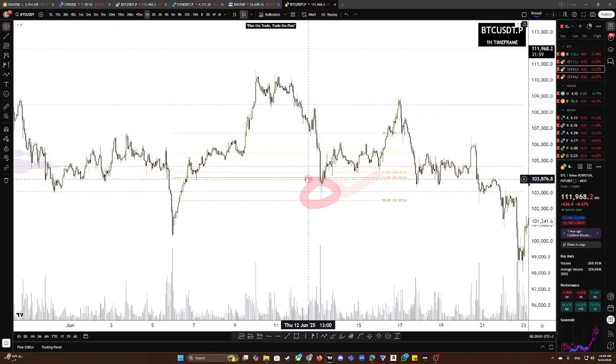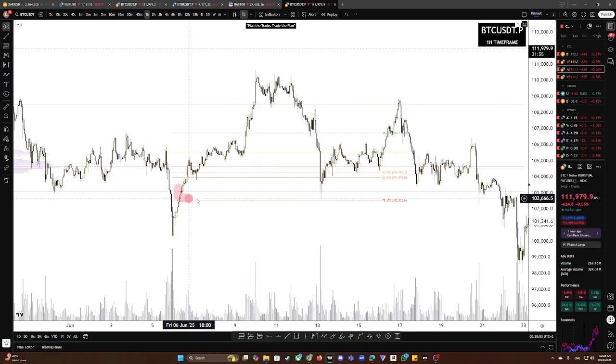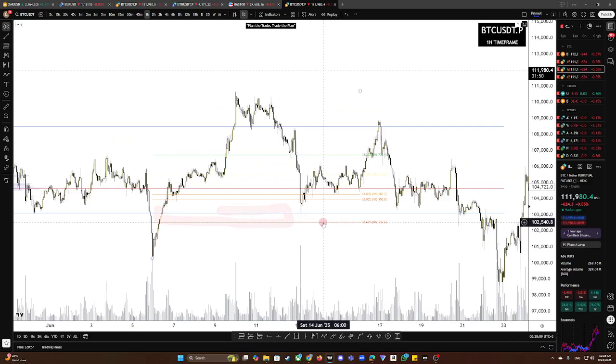There was probably a break of structure here, and we will cover breaks of structure and demand zones and other things that will help you identify POIs, or points of interest, in trading, and will make you profitable as long as you practice and make sure you understand everything to the fullest.